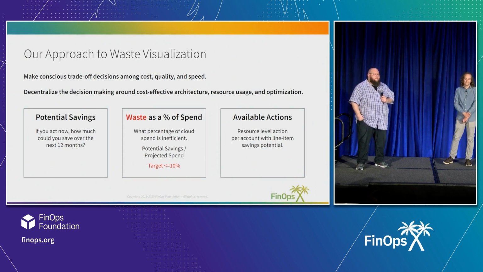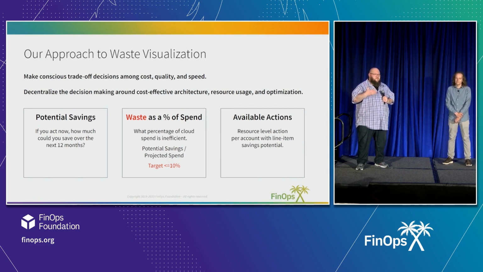The next piece is really available actions. Like, how do we drill down and see the specific line item changes that a team should make in the account to drive those savings?